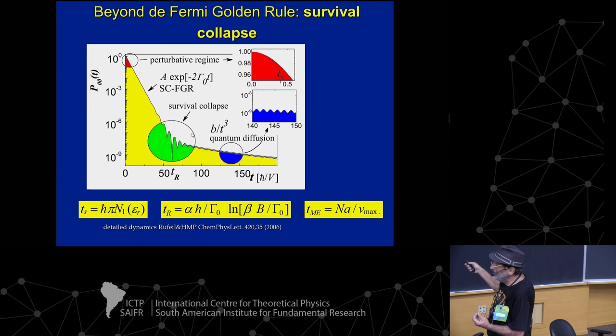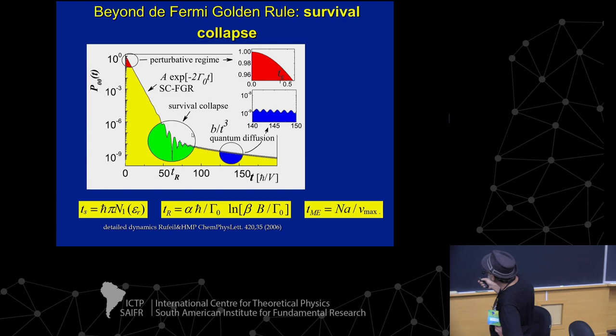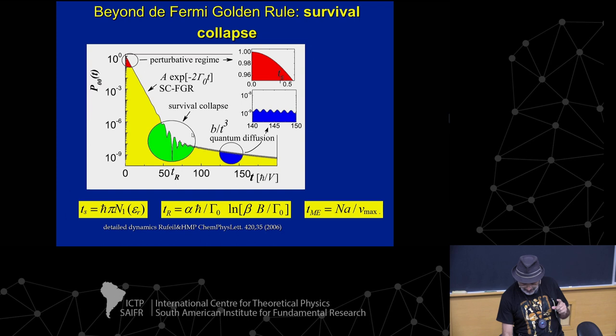And again, what is the time scale of this survival collapse? It is of the order of 1 over the local density of states, the density of directly connected states to the initial state. What is the density of states towards which the initial state is decaying? So the initial state connects with some states in the chain, and this is what is decaying.